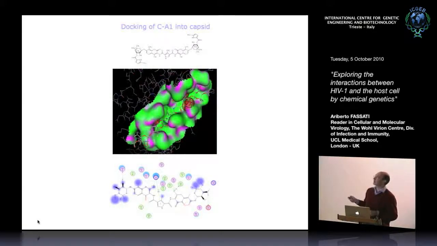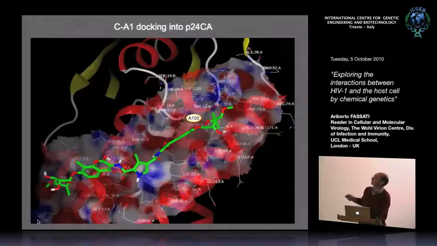So we've done, again, a little bit of molecular docking studies, and we think that Coumarin fits very well at the N-terminus. There you are. And if you look at that, the alanine 105 is right in this pocket. So it's right there. And perhaps if you change that to S, the pocket changes and Coumarin cannot bind any longer.